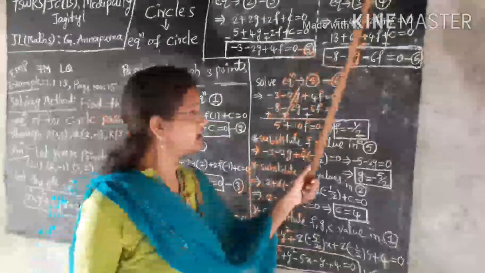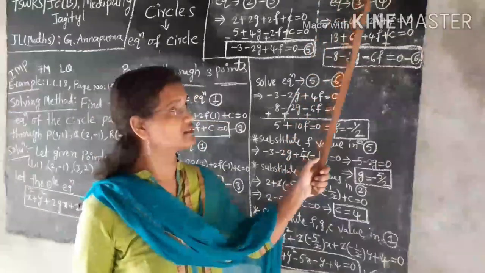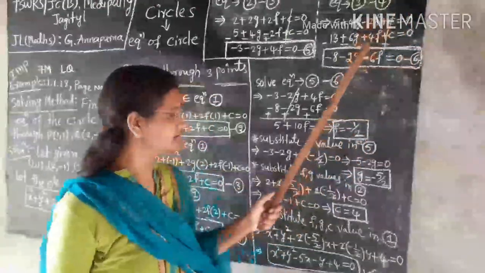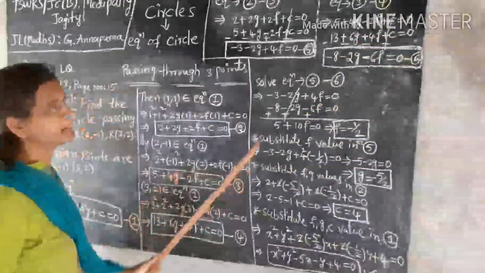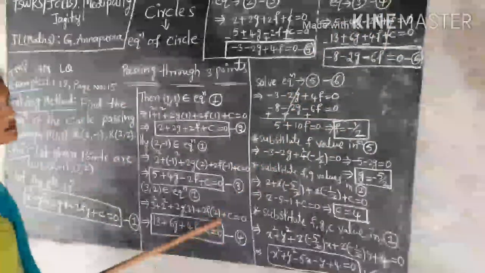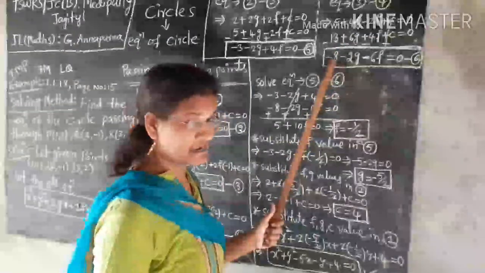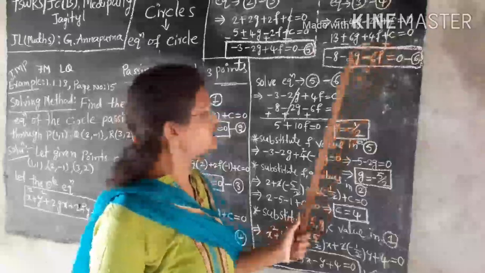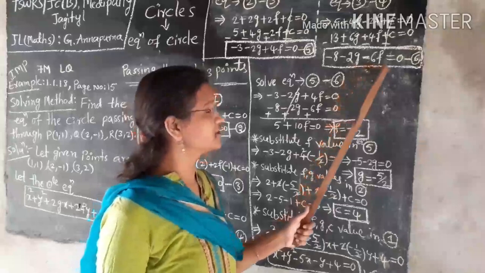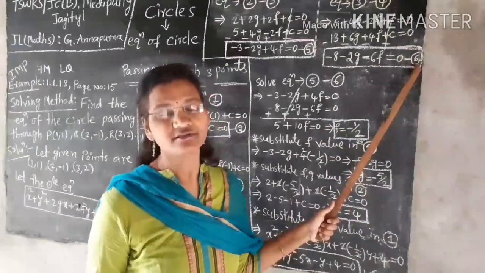This is equation 5. Similarly, I solved equation 3 minus equation 4, that is, subtracting. This is equation 3 and this is equation 4. Then what I got? Minus 8, the operations are changed, minus 8 minus 2g minus 6f is equal to 0. This equation I put as equation 6.